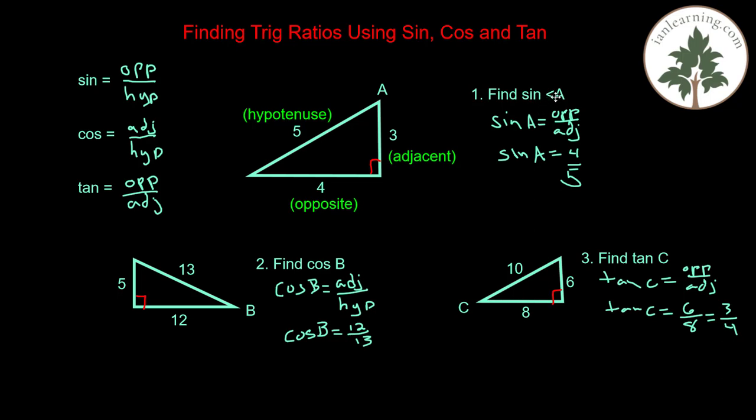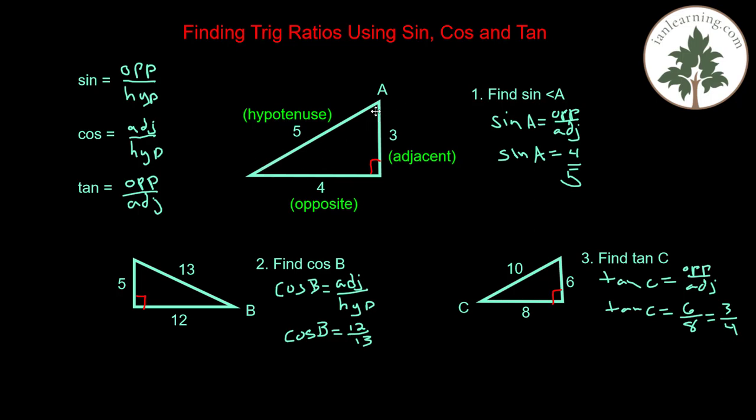So the sine of angle A, well, sine equals opposite over hypotenuse. If we're looking at angle A, the opposite side to angle A would be this side, the side that's 4 units long. And the hypotenuse would be this side. Well, we know the hypotenuse is always the side that's across from the right angle. So sine of angle A is the opposite side, which is 4, over the hypotenuse.